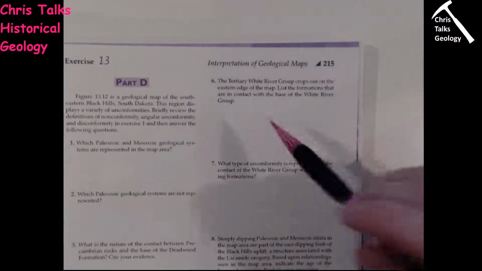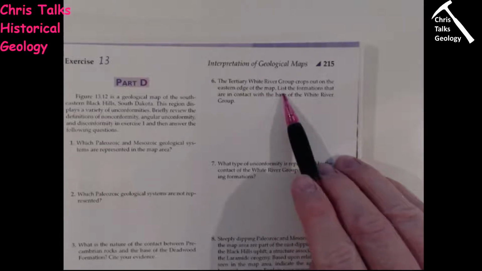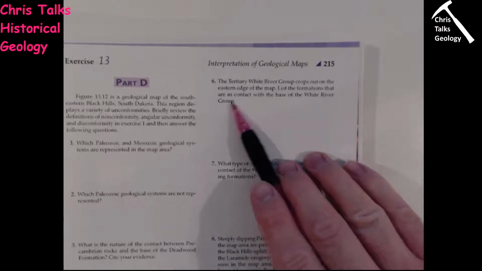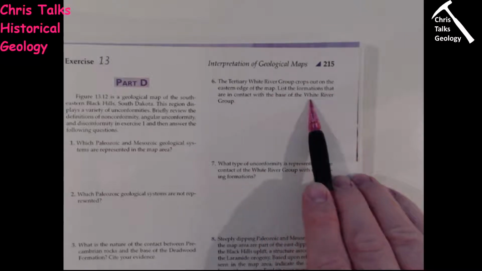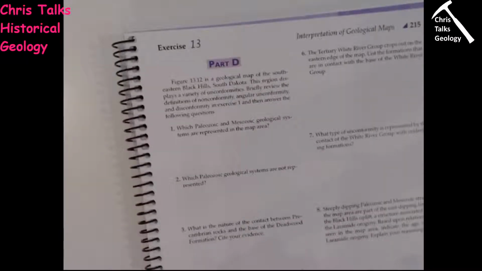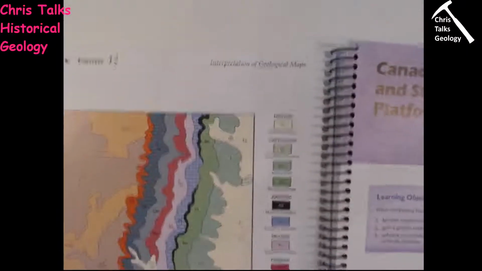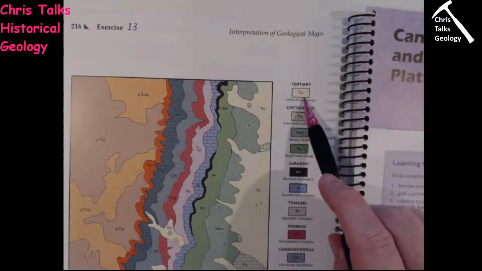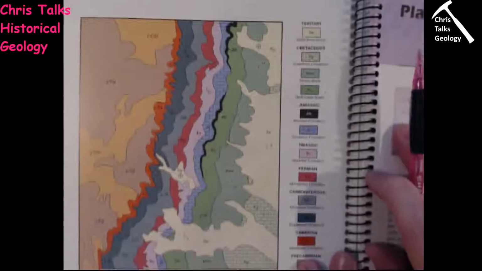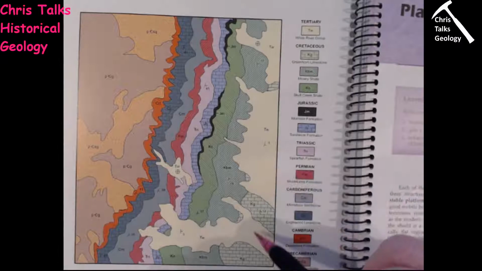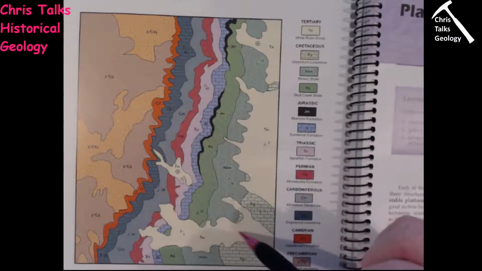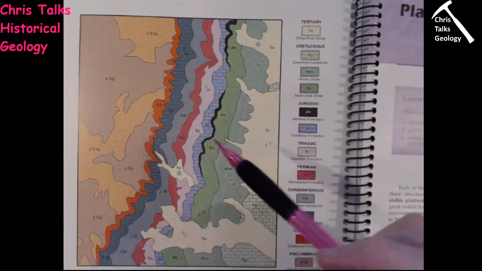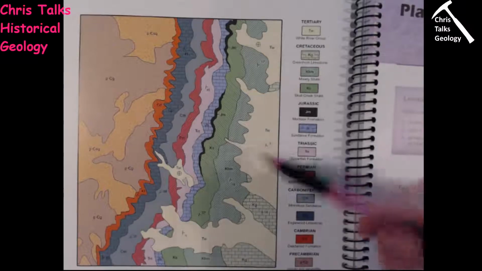Question 6. The Tertiary White River group crops out on the eastern edge of the map. List the formations that are in contact with the base of the White River group. Alright, let's find ourselves the White River group. So the White River group is this rock here, this kind of creamy white. So it's all of this stuff here. So what layers of rock does this material touch? Give a list of all of the layers that it is in contact with.